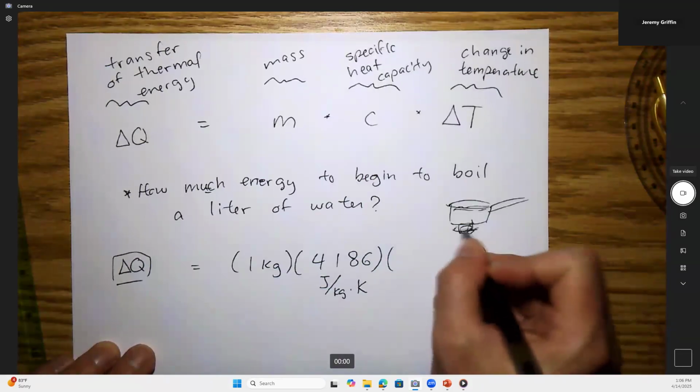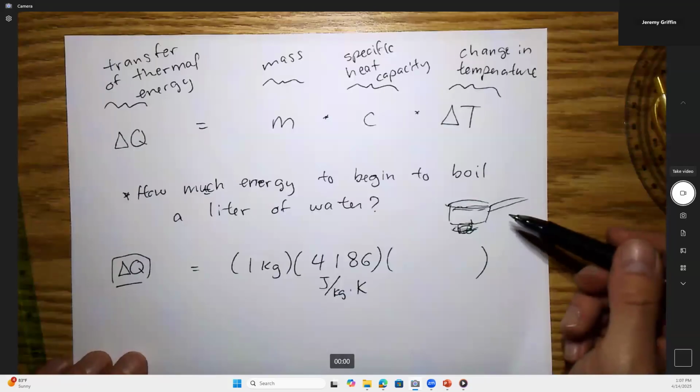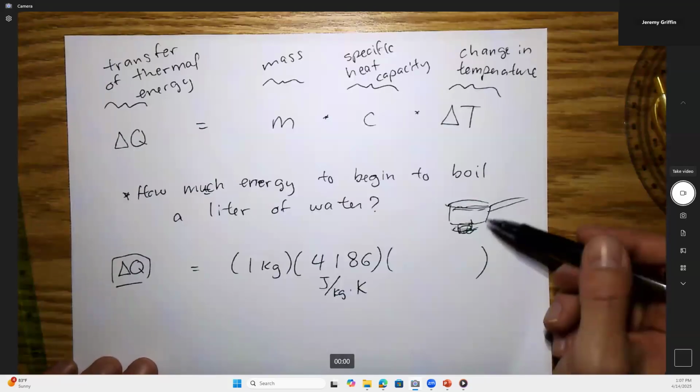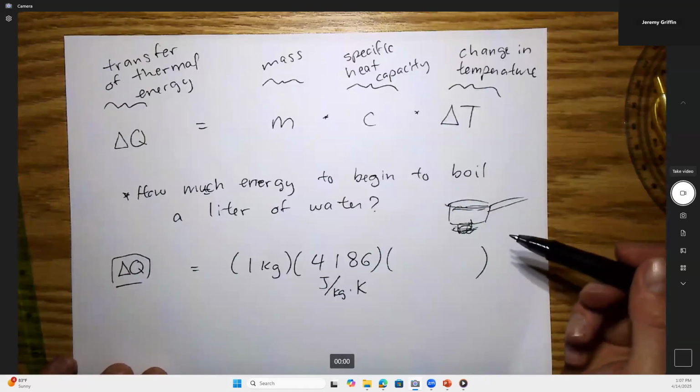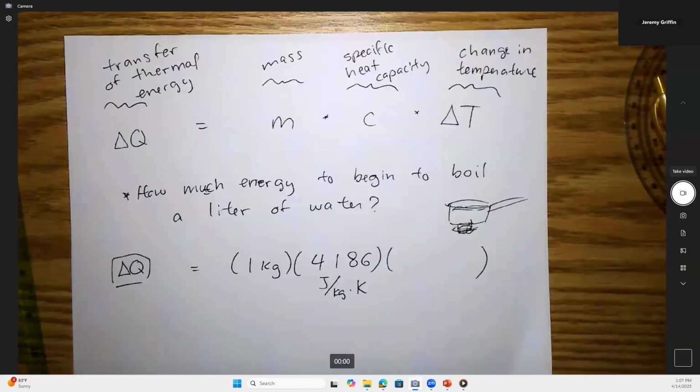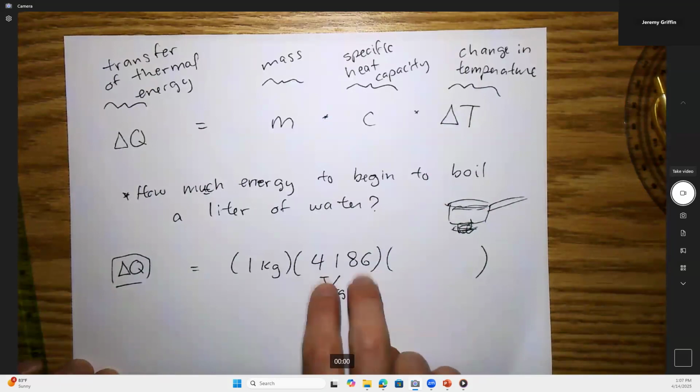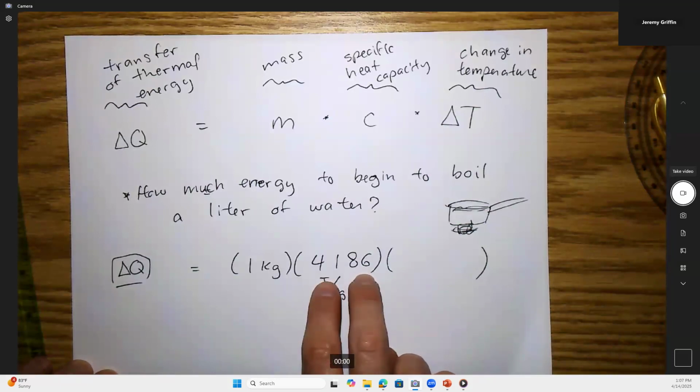Got some kitchen catastrophe. What gets hotter a lot faster, a lot easier, the metal pot or the water inside? Definitely the metal pot gets hot really fast. It takes a long time for the water to heat up. That is embedded in this number. In fact, it's the biggest number on that table of all those materials.